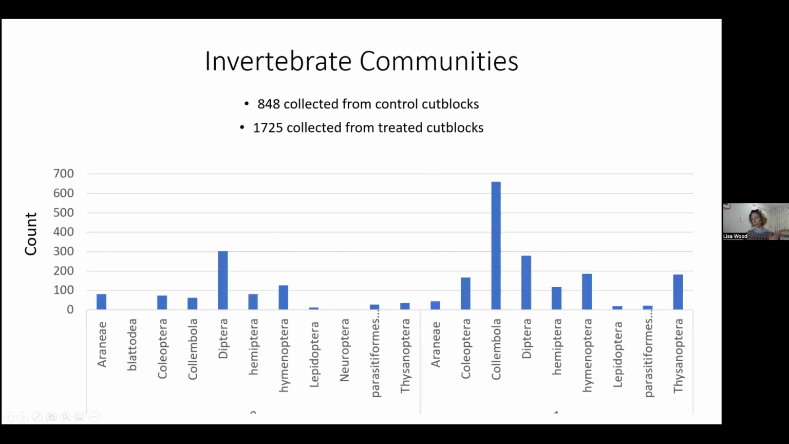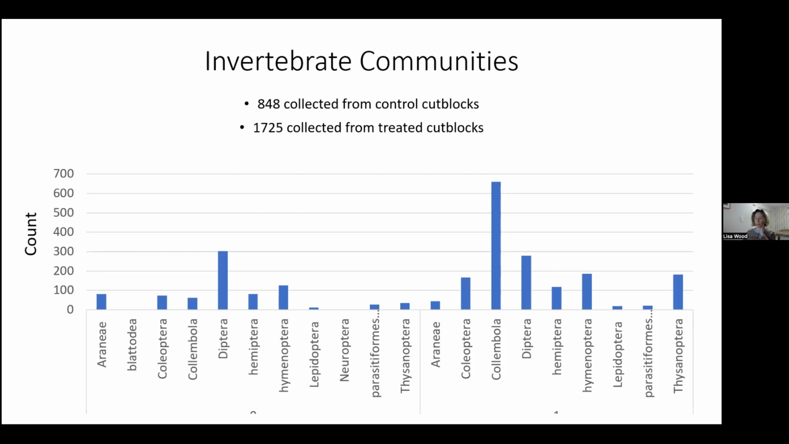This is brand spanking new data that I just put together last night, so it's a little bit unfiltered here, but this is showing some other invertebrate communities that we've measured in treated cut blocks compared to controls. In species like Collembola, our springtails, we see an increase in treated areas. Also in the Thysanoptera, we see an increase in treated areas.